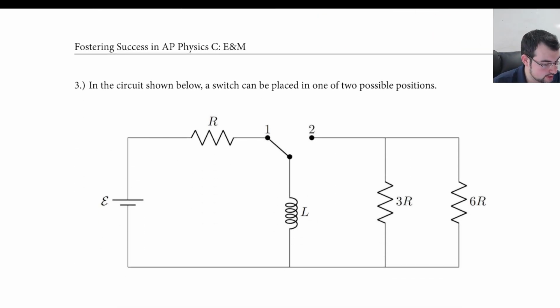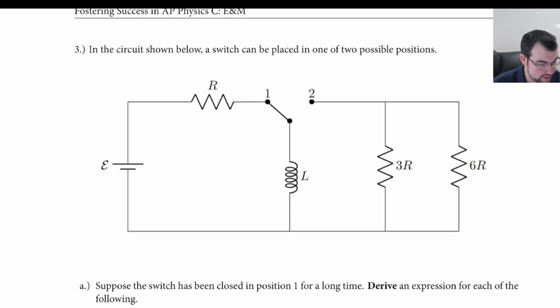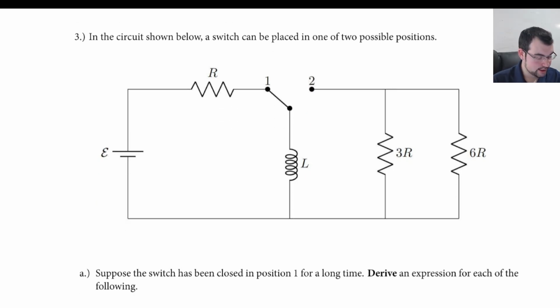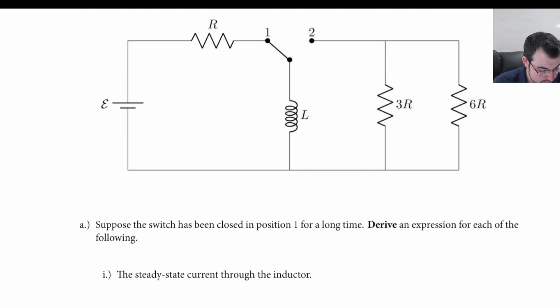All right, what about 3? So here's another compound one. In the circuit shown below, we can do the old 2-state switch here, where first we have just a standard L over R circuit. We're going to put it in position 1, then we're going to flip it over to 2. So what's the steady state current through the inductor?